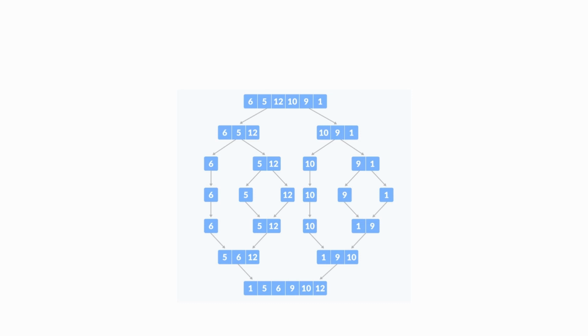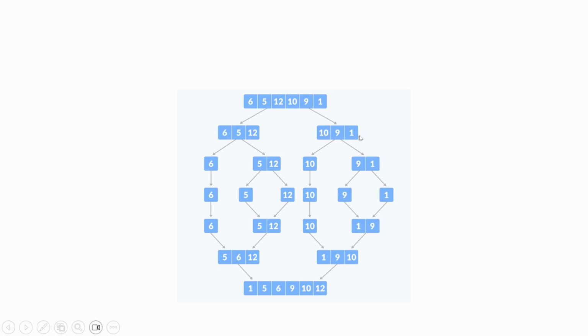Okay, so now you're going to reach your base case. So you've got 5 and 12, okay? So you're going to arrange 5 and 12, you're going to make them one array, and then you're going to make 6 one array. But you're going to compare 6, 5, and 12. And then what you're going to end up with is this 5, 6, and 12. So this ends up being 5, 6, and 12.